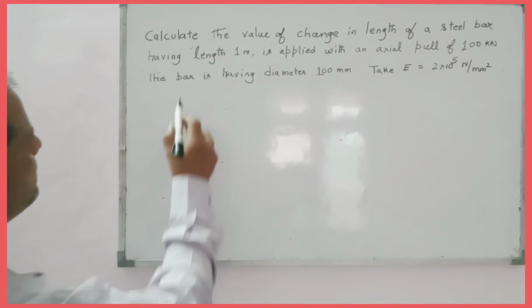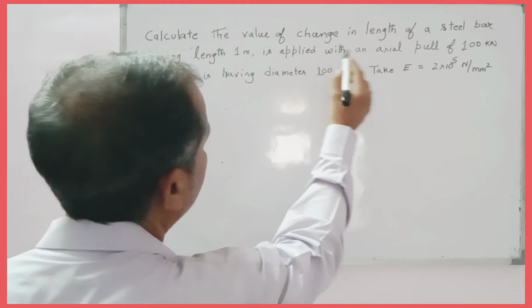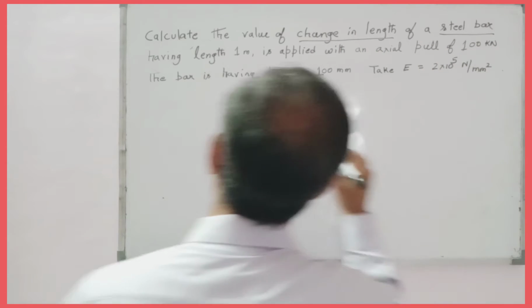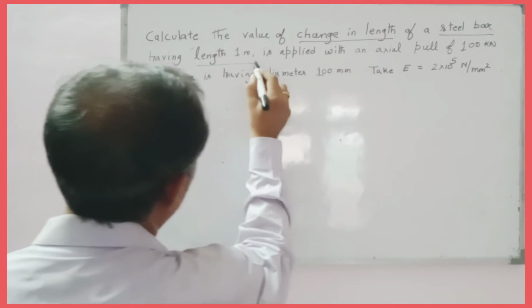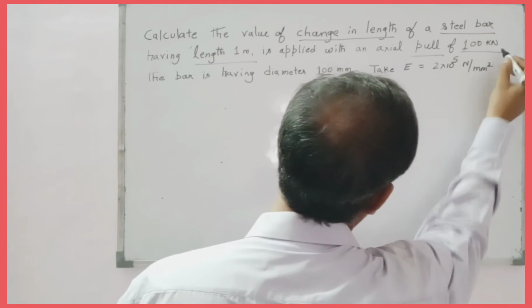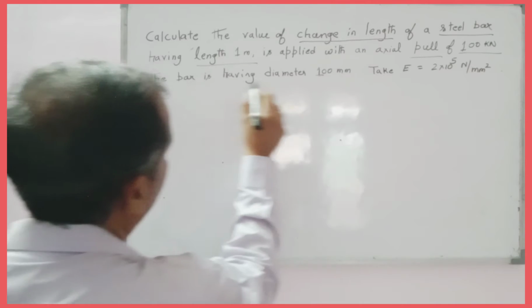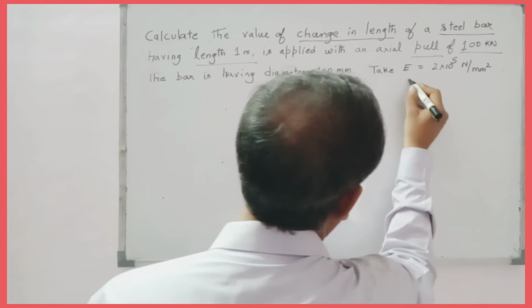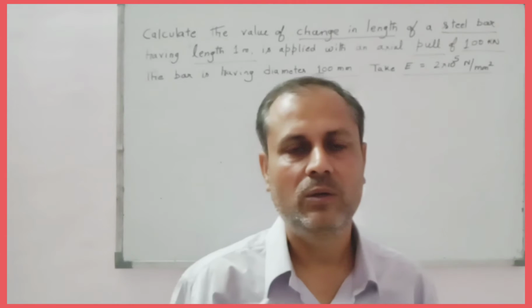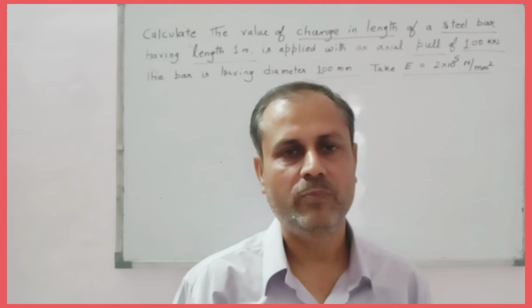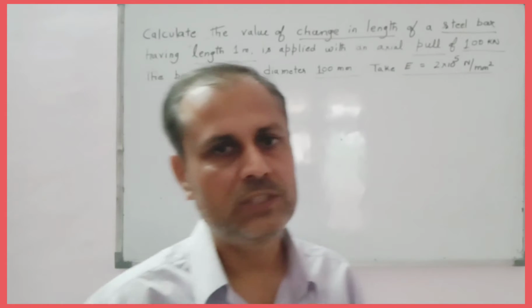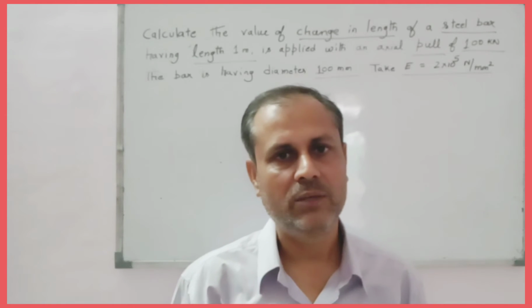What the question says: calculate the value of change in length of a steel bar having length 1 meter, applied with an axial pull of 100 kN. The bar is having diameter 100 mm and modulus of elasticity of the steel is given 2 into 10 to the power 5 Newton per mm square. So first we sort out the data from the given question.